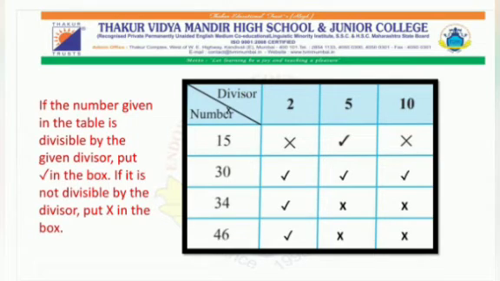Same way, if we check, the next number over here is 30. 30 is divisible by 2, 5 as well as 10. The next number over here is 34. As the unit place is 4, it is divisible by 2, but it is not divisible by 5 and 10. The next number over here is 46. The unit place of that number is 6, so it is divisible by 2, but it is not divisible by 5 and 10.